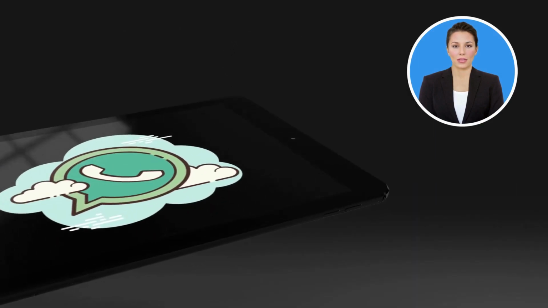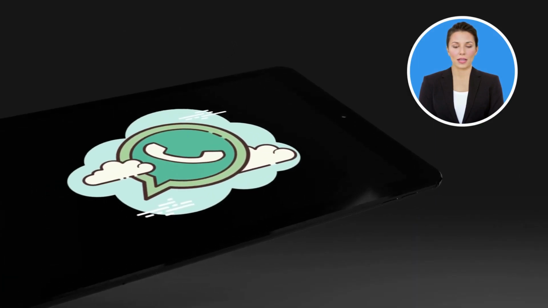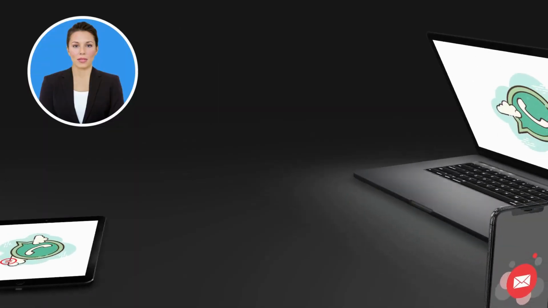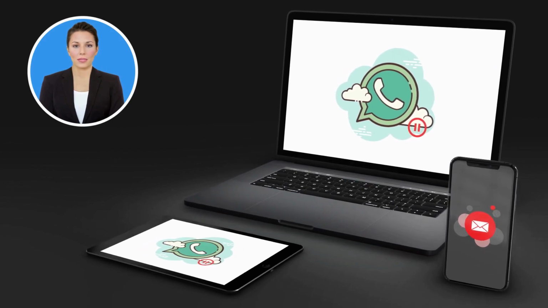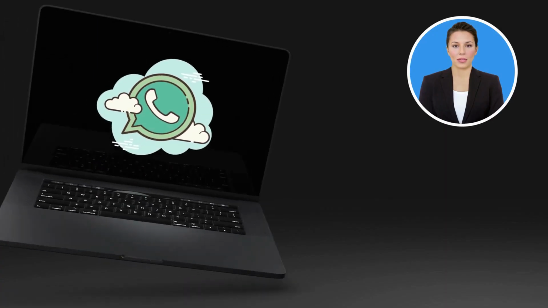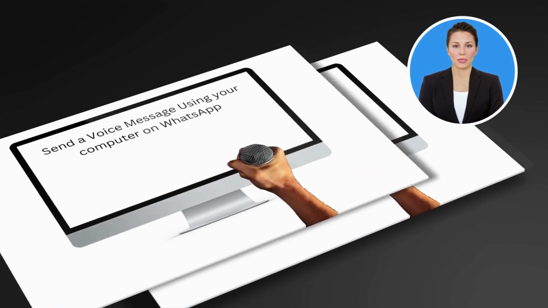While recording a message, you can click the X icon to cancel it, or the red pause button to pause recording and preview a draft of your message. And there you have it, now you know how to record and send a voice message using your computer on WhatsApp.